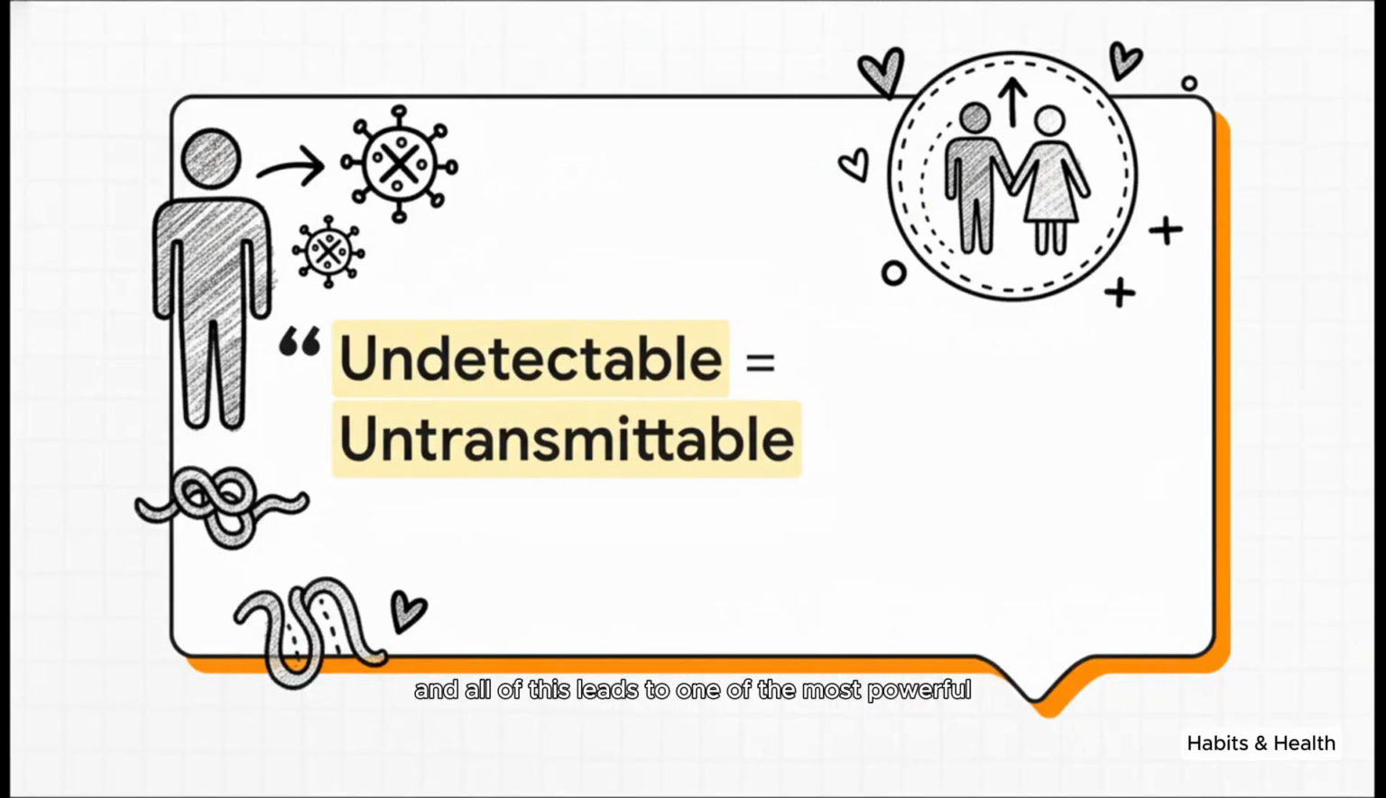And all of this leads to one of the most powerful and profound public health messages of our time. Decades of research have proven, without a doubt, that a person with HIV who maintains an undetectable viral load simply cannot sexually transmit the virus to a partner. This is the undetectable equals untransmittable message. U equals U, and it has absolutely changed millions of lives.